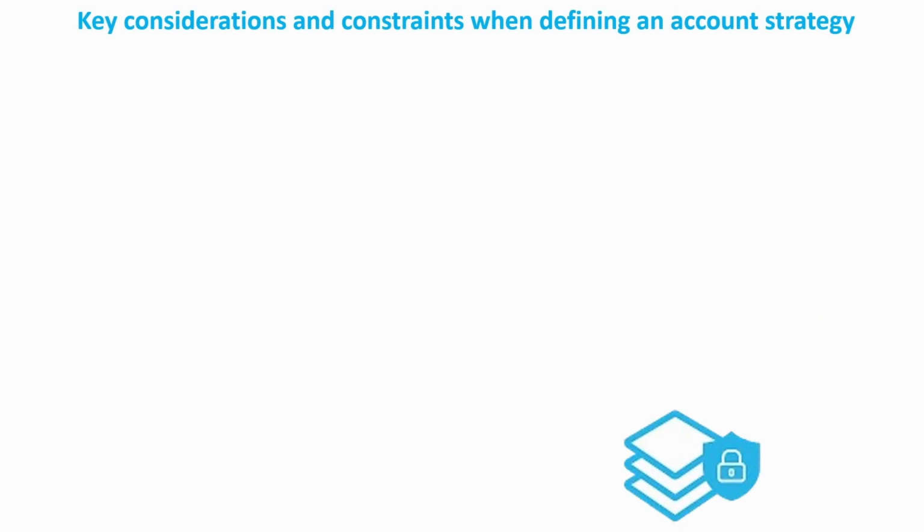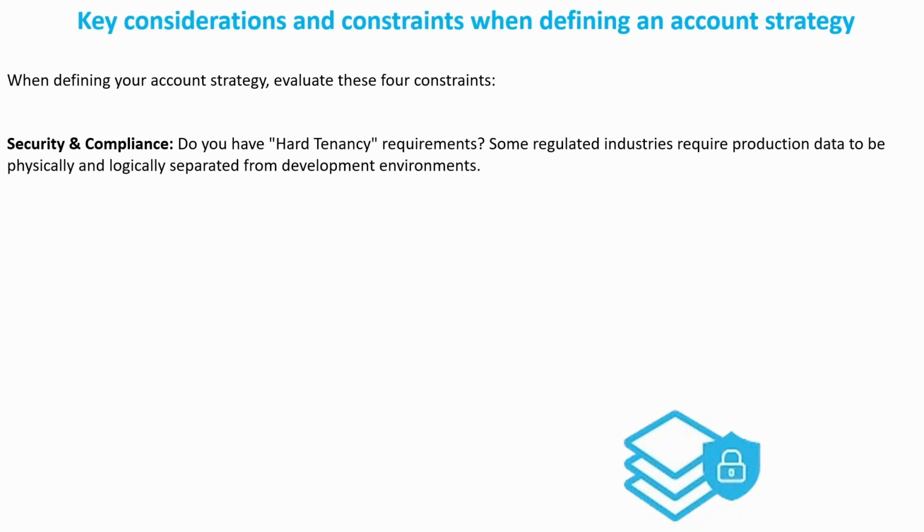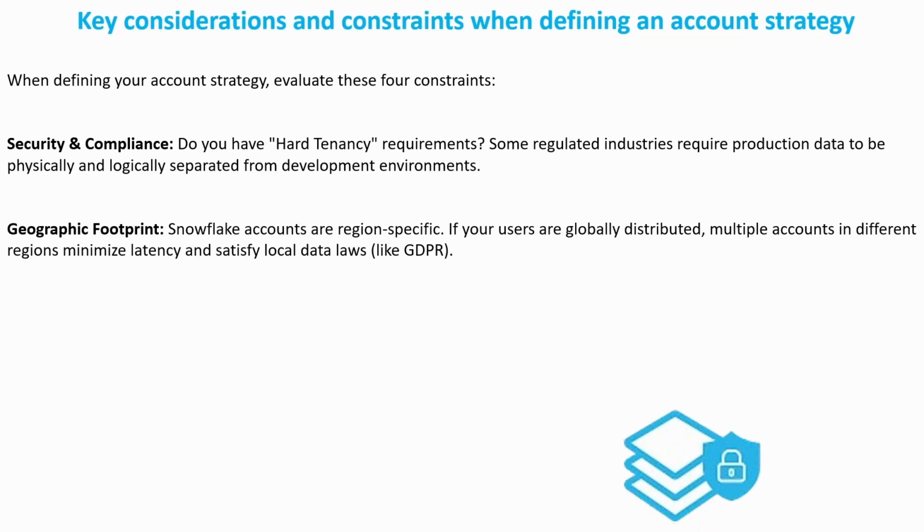Next up are key considerations and constraints when defining an account strategy. When defining your strategy, evaluate these four constraints. The first one is security and compliance. Do you have hard tenancy requirements? Some regulated industries require production data to be physically and logically separated from the development environment. Second is geographic footprint. Snowflake accounts are region specific.